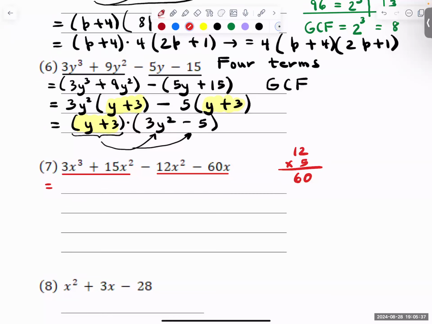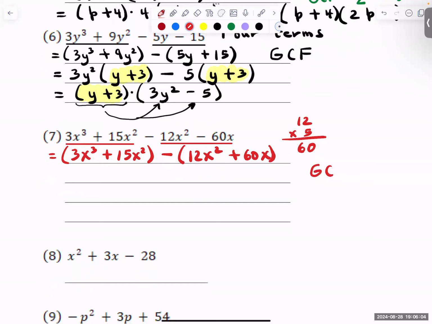So in the grouping method, we'll use the grouping symbols. We could use parentheses and do the grouping steps. So 3x cubed plus 15x squared, close paren. Again, there's a minus here in the middle, so when you open a parenthesis, there's going to be a sign change, minus 60 into plus 60x.